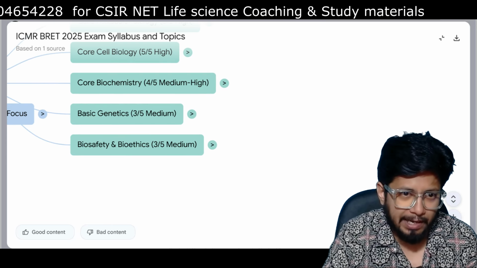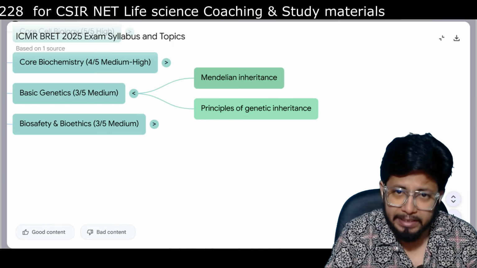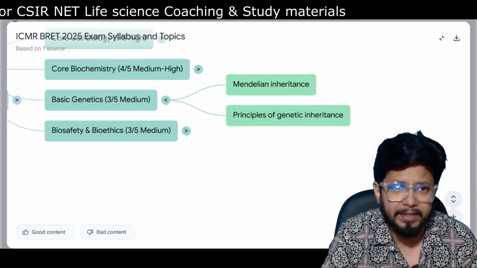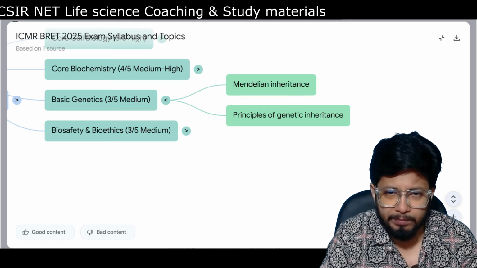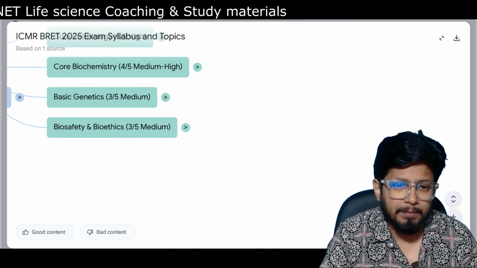Score of importance scale. Basic genetics, 3 out of 5, which is of medium importance. Mendelian inheritance, principles of genetic inheritance, both you need to prepare. That is 3 out of 5, medium importance. Mendelian inheritance as well as non-Mendelian inheritance.